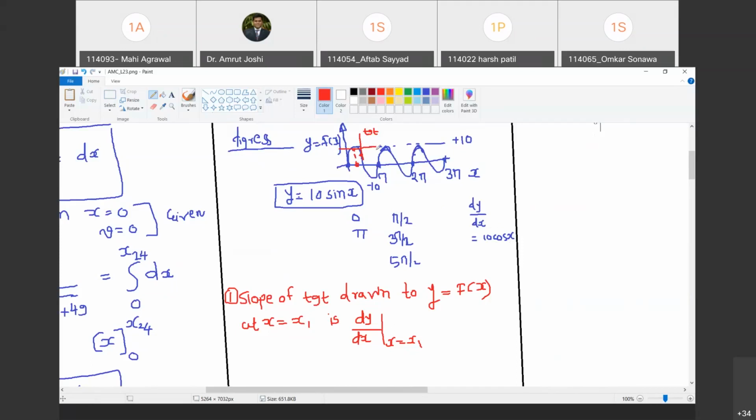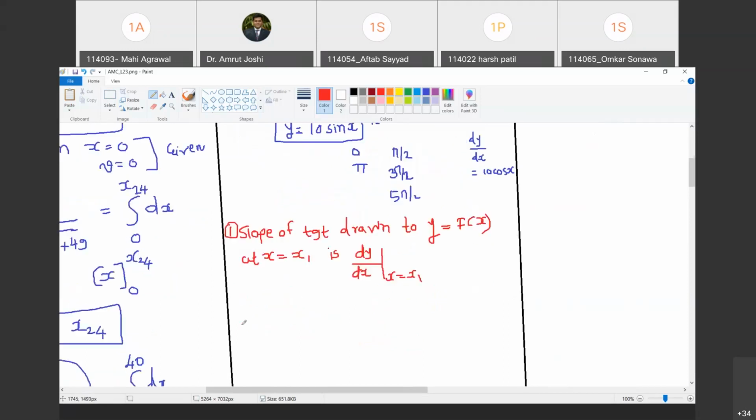Similarly, जहां जहां स्लोप ऑफ द टेंजेंट 0 है, वहां वहां dy by dx की वैल्यू 0 आनी चाहिए. Are you with me? Yes, sir. Okay, great. So we have understood the geometrical or graphical interpretation of slope of tangent drawn to y equal to f of x at x is equal to x1.